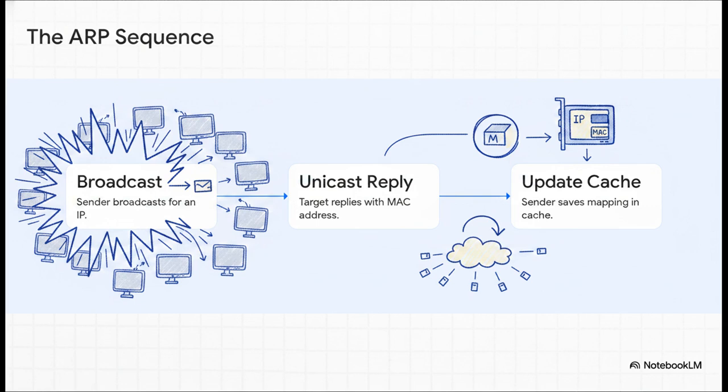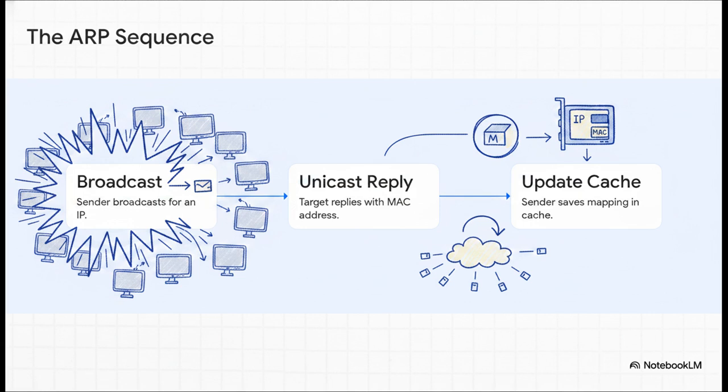Imagine walking into a super crowded room and just shouting, "Hey, who here has the IP address 192.168.1.5?" That's the ARP broadcast. Every computer on that local network hears it, but only the one with that specific IP responds, essentially whispering back a Unicast message saying, "Yep, that's me, and here is my hardware MAC address." The sender then caches that information so it doesn't have to shout the next time around.